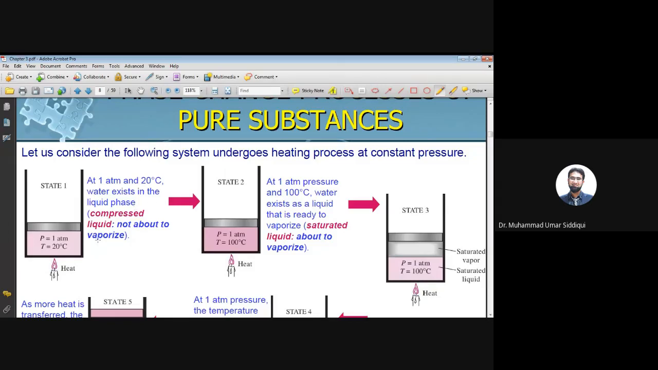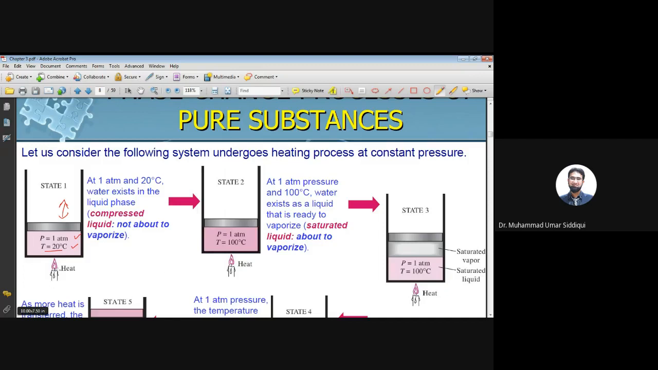Let's say I have a container, and inside the container I have liquid water at atmospheric pressure and 20 degrees centigrade. At the top of the container I place a piston. This piston is movable, it can move up and down. The object of placing the piston is that it becomes a closed system, so water cannot go out, and nothing from outside can come in.